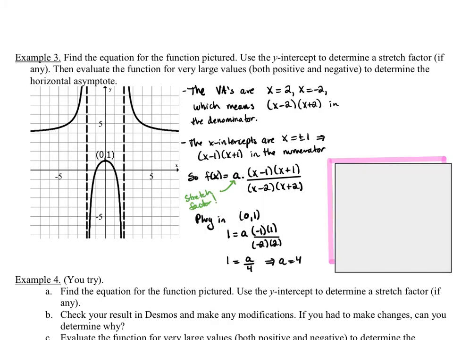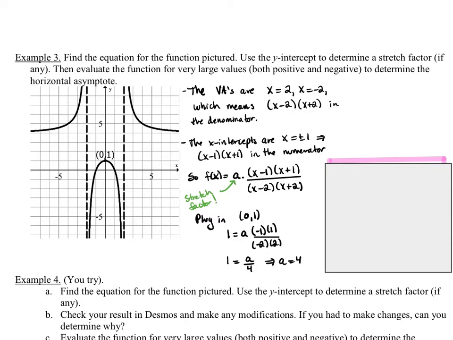The next thing we need to do is find the stretch factor. So we're going to put all of that stuff together. We have the x minus 1, x plus 1 in the numerator, x minus 2, x plus 2 in the denominator. And I'm going to throw a stretch factor out in front, and then I'm going to plug in this y-intercept, which is at (0, 1), to try to see if I can figure out the stretch factor. And it looks like the stretch factor is 4.